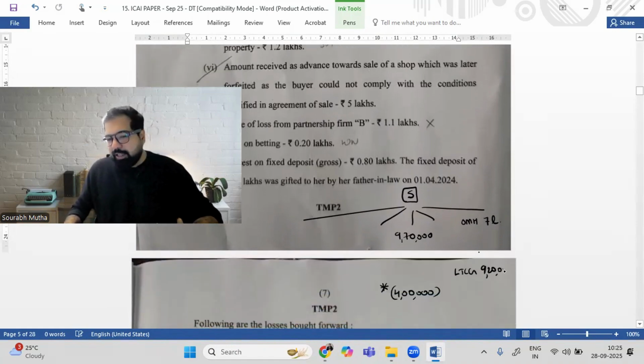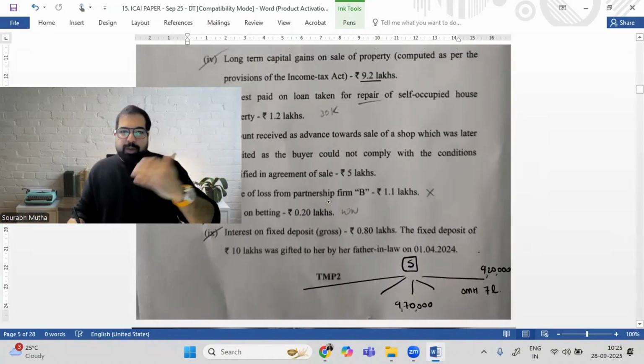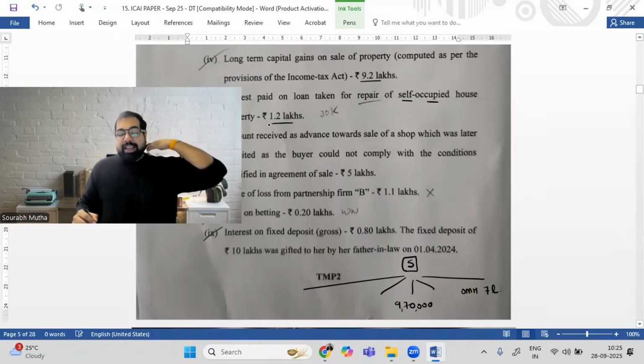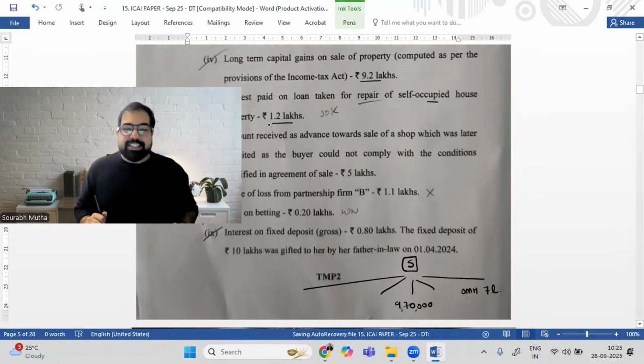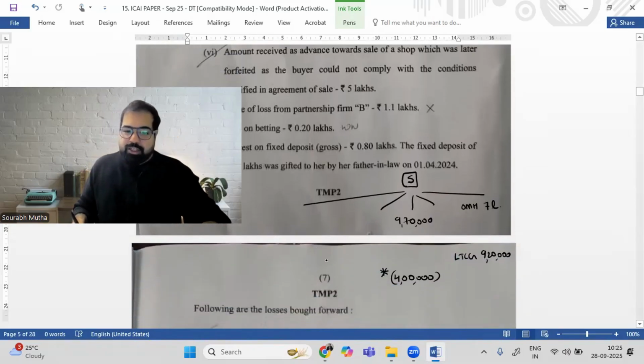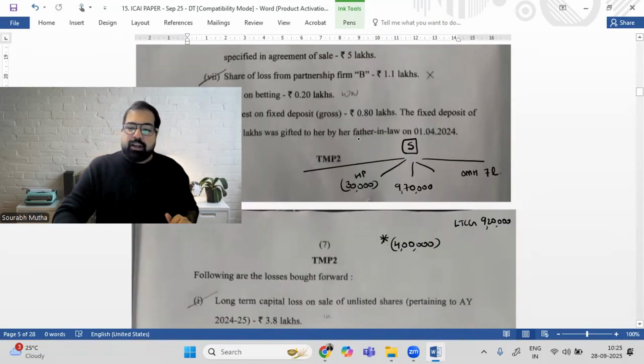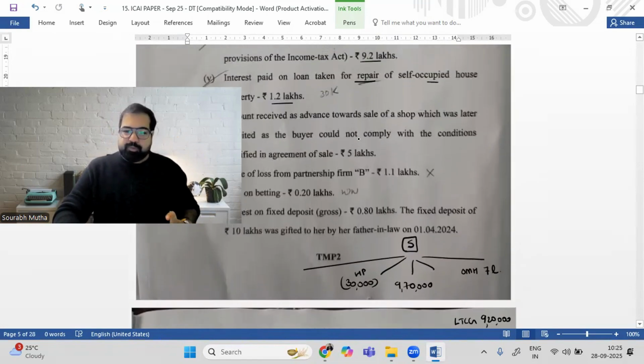Let's see. What else is there in the income? I'm just parking it, we will set off later. Interest paid on loan taken for repair of self-occupied house property, 1.2 lakhs. Guys, if you have a self-occupied house property, can you get deduction? Yes, only one, which is interest. But if the loan is taken for repair, reconstruction, renovation, you will get only maximum 30,000 deduction. So here I will get house property. I'm writing house property SOP. There is a loss of 30,000 in house property, which I can set off against any head of income up to 2 lakh rupees.